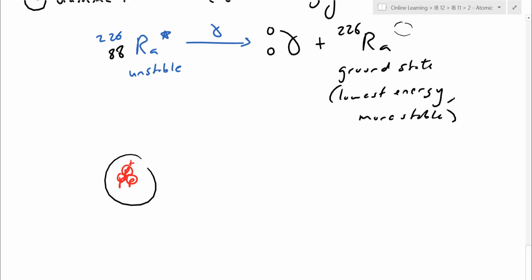We know protons themselves really hate each other, right? Like charges always want to repel away from each other. Part of the job of the neutrons is to try to space out the protons.